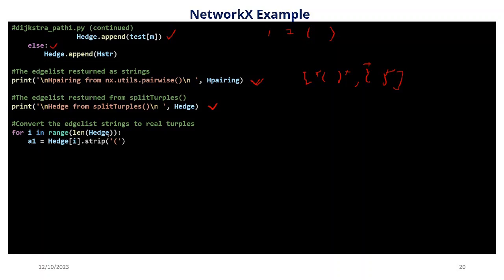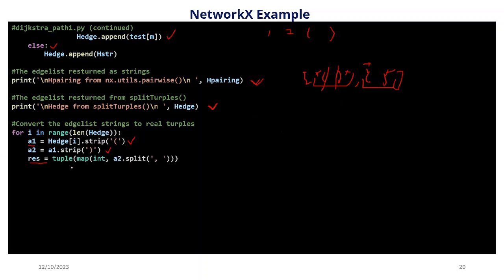So we say for each item, because every one of these strings is included in the list, we are iterating through the list one by one. That's why we say for i in range len h edge. So we create a variable a1, strip it of the opening bracket, strip this of the closing bracket, so we don't have any brackets around them anymore, because we want to create a fresh tuple from every one of the items in the list.